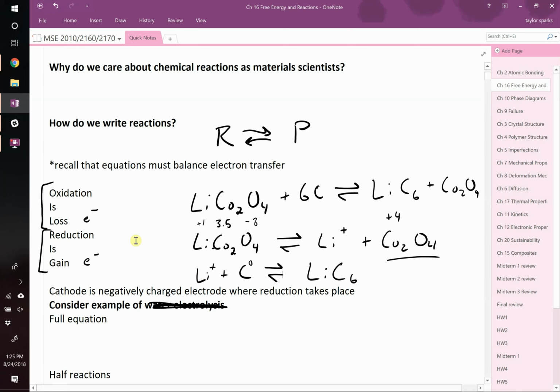So we're going to come back to more of these later on. But every electrochemical reaction, whether it's the lithium cobaltate battery that you've got in your phone right now, in your laptop, they can always be split up into oxidation and reduction. And we're going to talk more about them later.